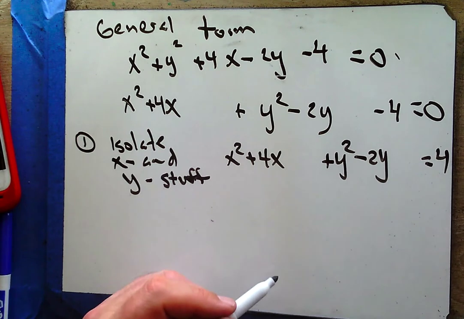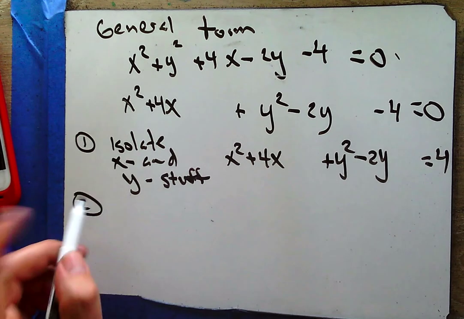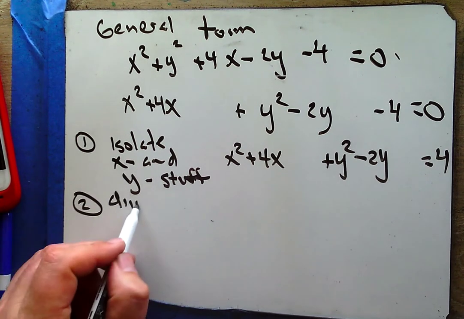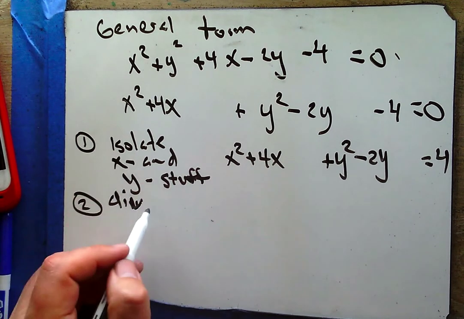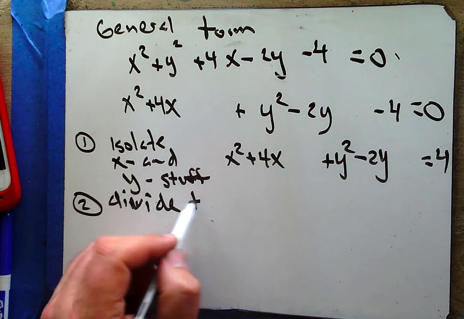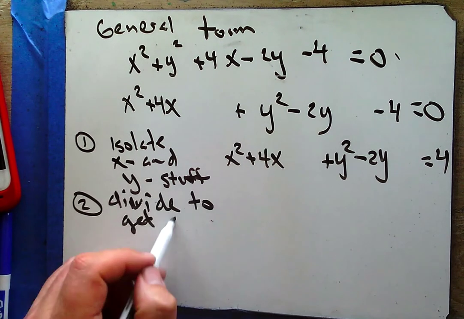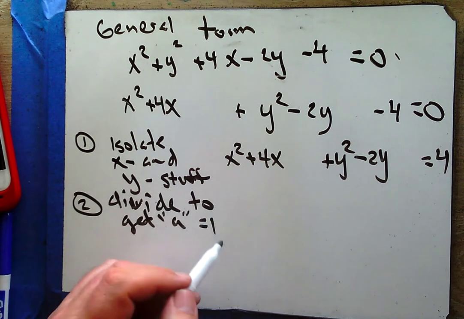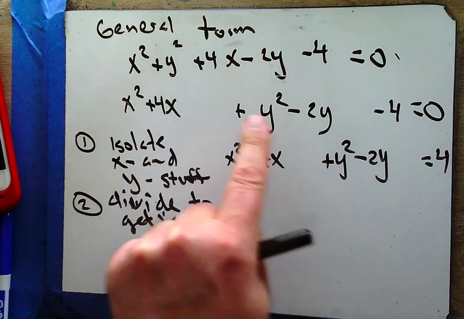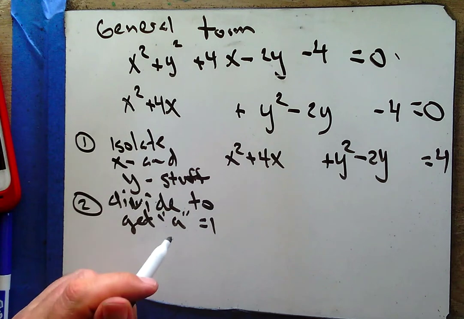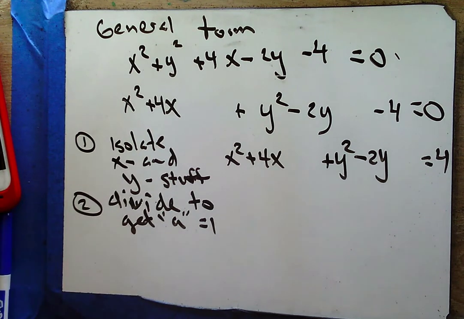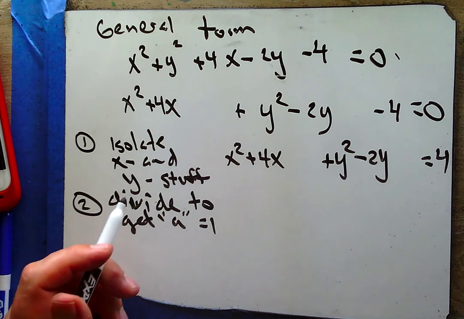All right. The second thing, which we don't have to do in this problem, is to divide to get a equal to 1. We need that to be a 1, we need that to be a 1. And if they weren't 1s, we'd be doing some dividing. But they are 1s, and so we don't have to worry about it, we're good to go.